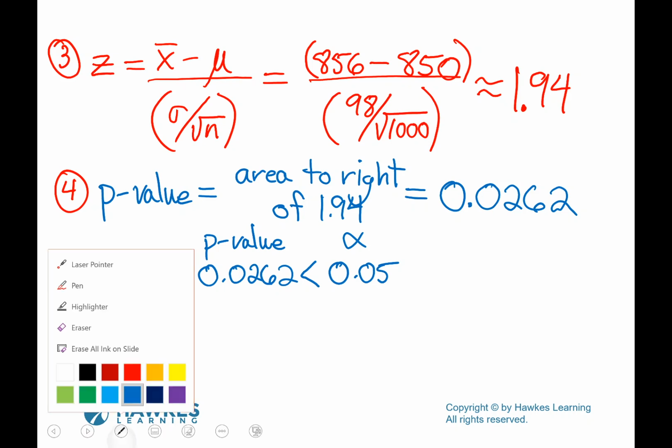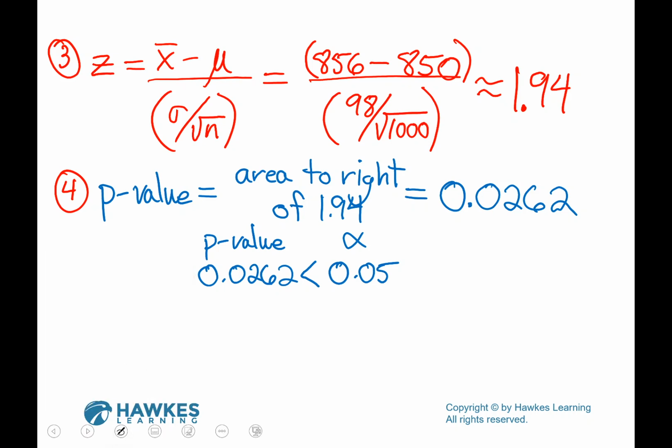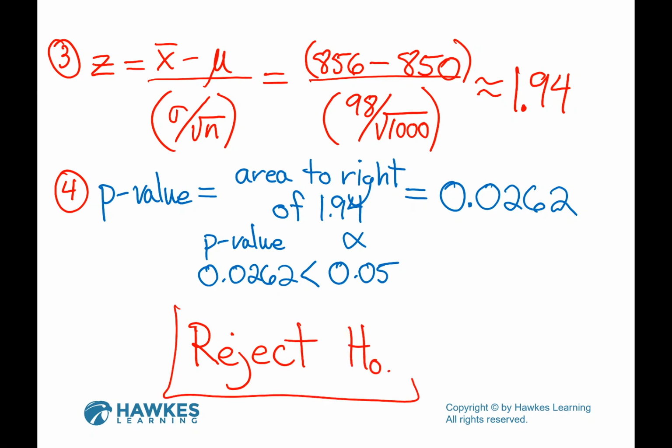So what's our conclusion? What do we do with the null hypothesis? We reject the null hypothesis. If our p-value had been bigger than 0.05, we would fail to reject the null hypothesis.